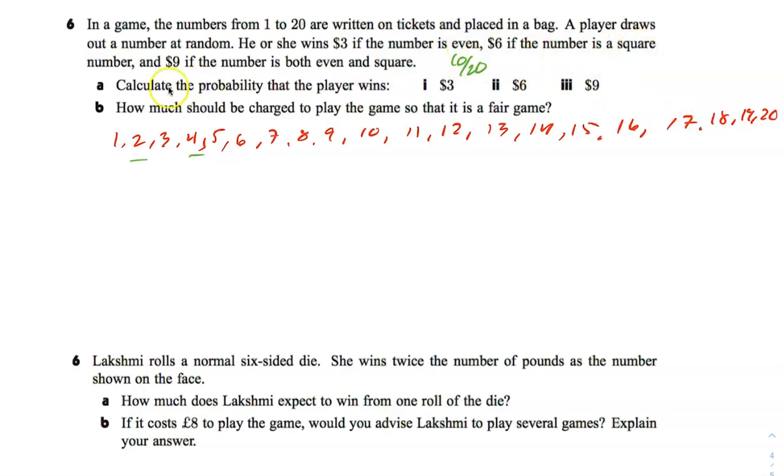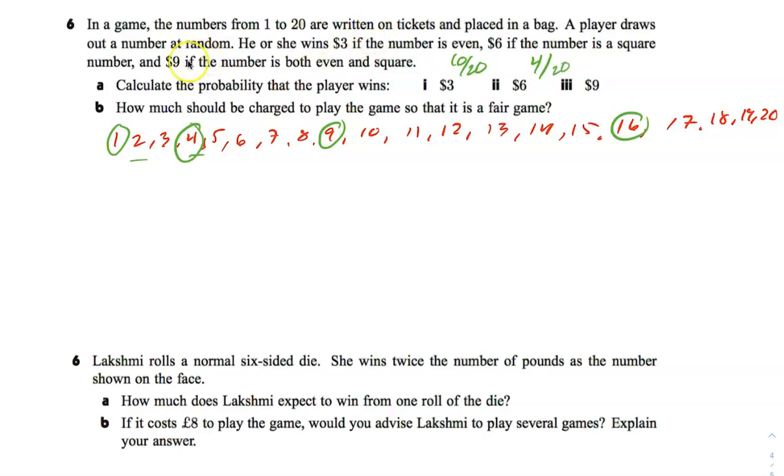If the number is a square, you get $6. So where are my squares at? So 4 is a square, 9 is a square, 16 is a square, right? And 1's a square. 1 times 1, 2 times 2, 3 times 3, 4 times 4, and then 5 times 5 down the list. So there's 4 of them. So 4 out of, what am I saying? 4 out of 20.